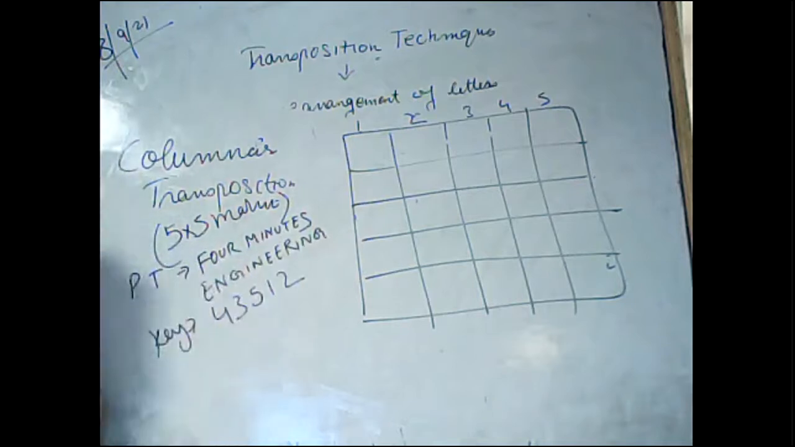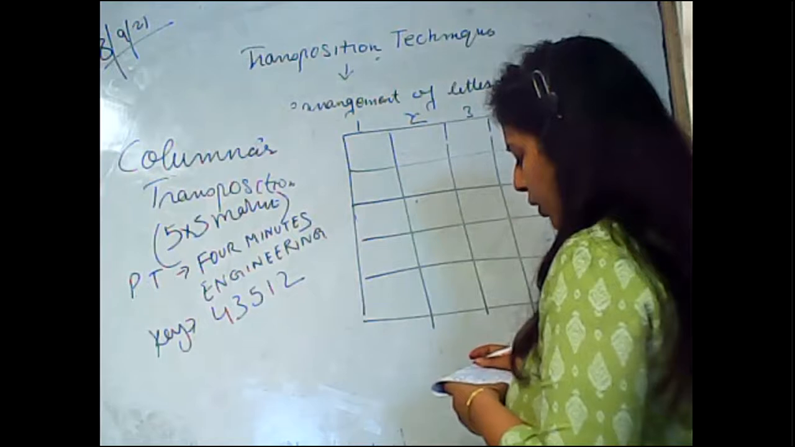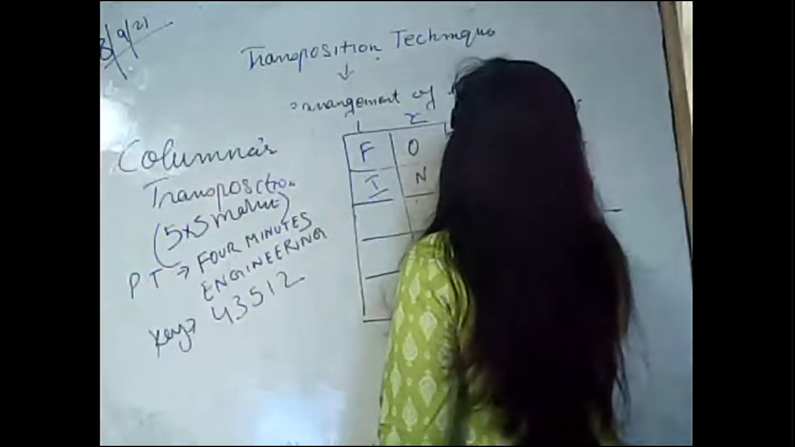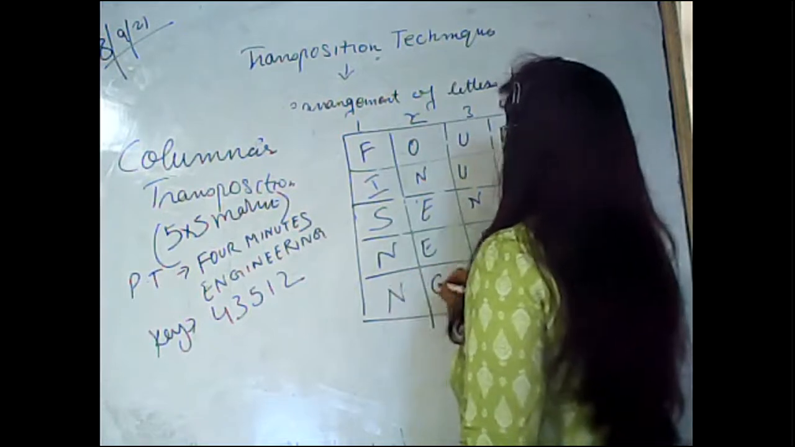4 minutes engineering. So what I will do here is fill up this matrix with all the elements of this particular plain text. I am writing like this: F O U R. Then minutes: M I N U T E S. Then engineering: E N G I N E E R I N G. This is how we have filled all these elements.